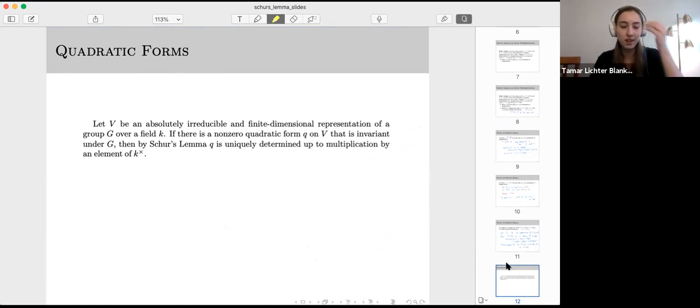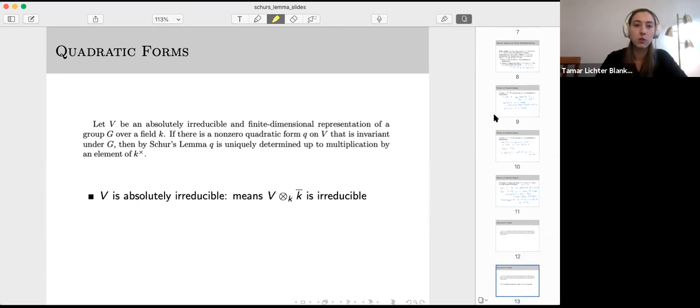This is from a paper by Skip Garibaldi. I was reading it. This is from the arXiv. If you want to look at the paper, I put it in my references, but I thought I should unpack some of the terminology here. So first of all, what does it mean for a representation to be absolutely irreducible?